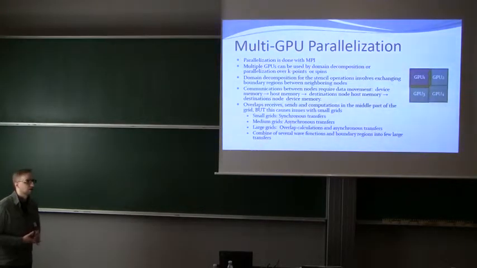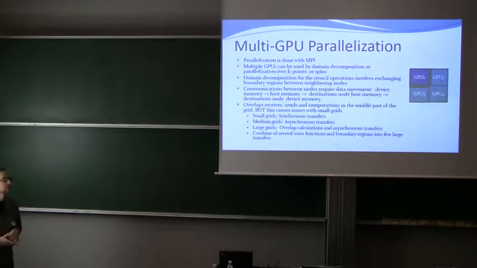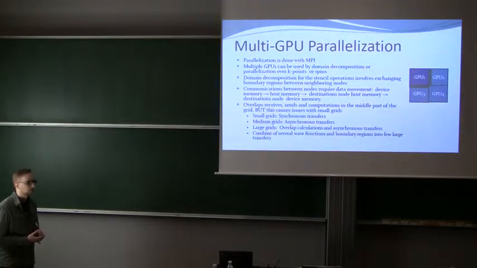For the stencil operations, of course, the domain decomposition involves exchanging these boundary regions between the neighboring nodes. So in the GPU case, this involves transfers from the GPU memory to the host memory, then from the host memory to the host memory of another node, and then from there to the GPU memory. So there can be a lot of steps, and it can really slow down the performance in the multiple GPU case.